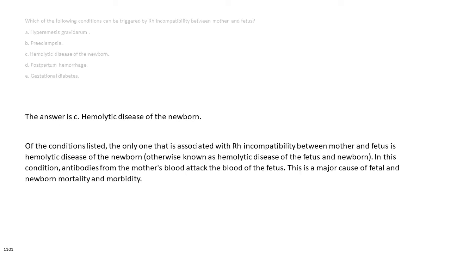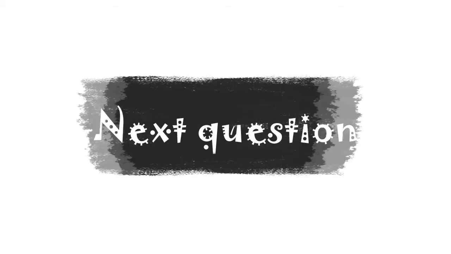The answer is C. Hemolytic disease of the newborn. Of the conditions listed, the only one that is associated with Rh incompatibility between mother and fetus is hemolytic disease of the newborn, otherwise known as hemolytic disease of the fetus and newborn. In this condition, antibodies from the mother's blood attack the blood of the fetus. This is a major cause of fetal and newborn mortality and morbidity.